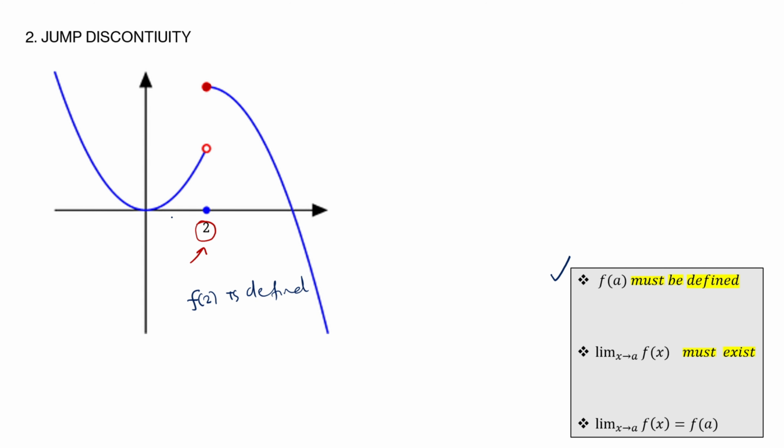F at 2 is defined. It means that here, when you put x equals 2, there is a certain y value that you yield. You can see here there's a shaded circle, so it means there must be a y value here. Maybe the y value is something like 7 or something like that. So f at 2 is defined. But the second condition, the limit, does it exist or not? No, this limit doesn't exist.